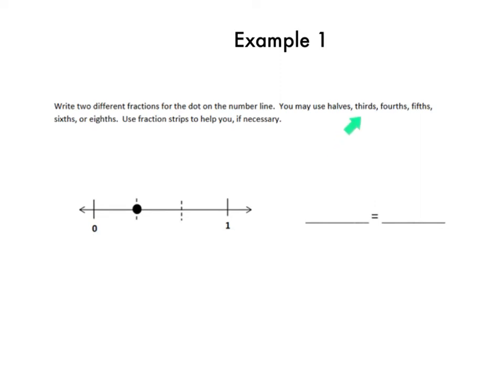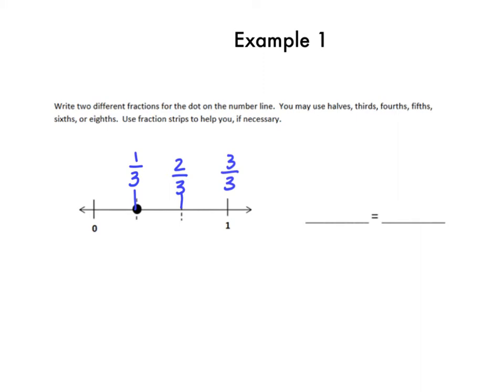We will find thirds first by separating the whole into 3 equal parts, each 1/3 the size of the whole. So we will place a tick mark here and here. Now we can label the tick marks 1/3, 2/3, and 3/3.